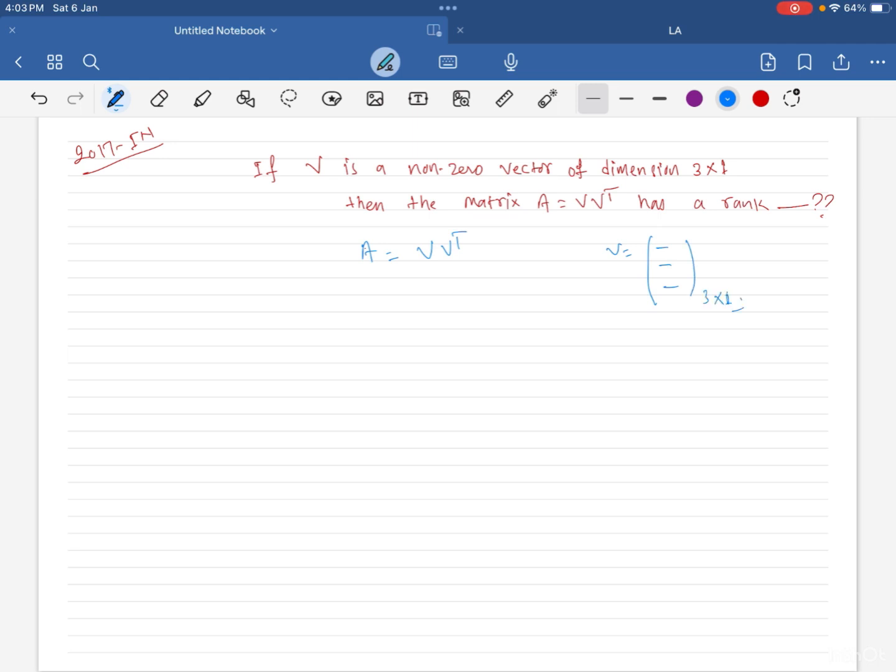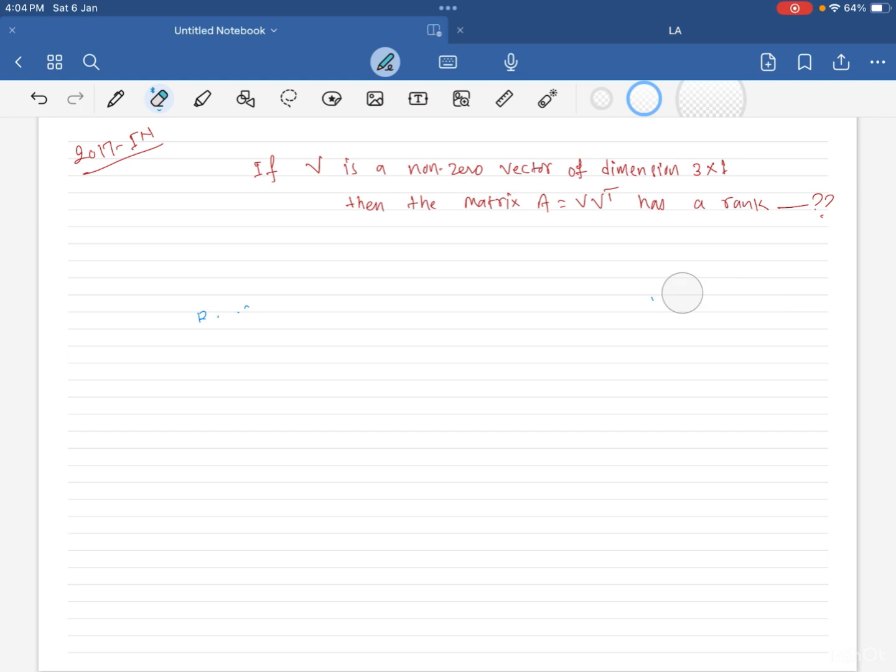So you can look at it this way. The rank of V into V transpose would be less than or equal to the rank of V or V transpose. So you will find that even if it's a 3 by 1, you are going to get anyhow one pivot in V and also in V transpose. So the rank would be 1, right? That is one way to look at this.